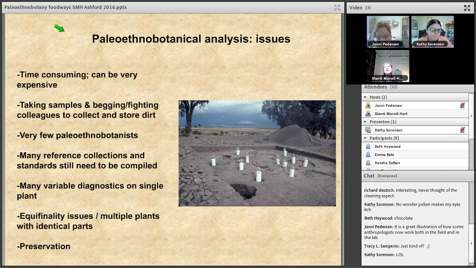There are a lot of different issues in terms of the analysis itself. As I mentioned, sometimes you've got starch grains or phytoliths that are the same across different plants. So finding them doesn't necessarily mean that you're going to be able to identify the plant associated with them.